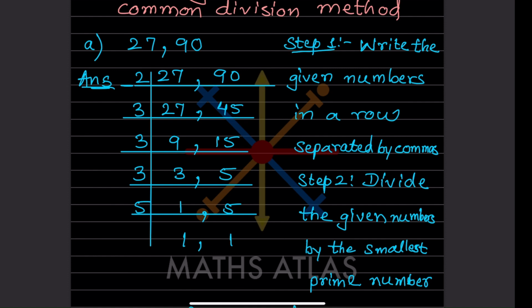So again, what will you do? You will start with 2 here. This is not possible by 2, so this will be possible by 2. So 27 will be as it is. Now these both are not possible by 2, so you will go with 3 nines and 3 fives.